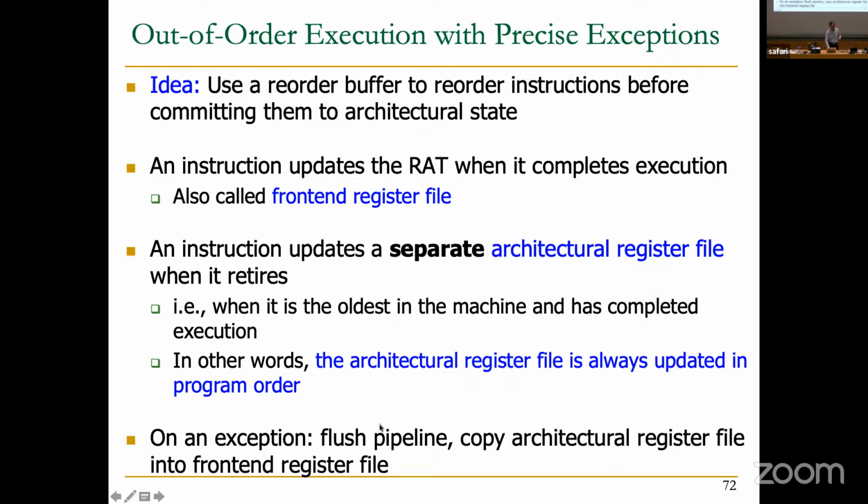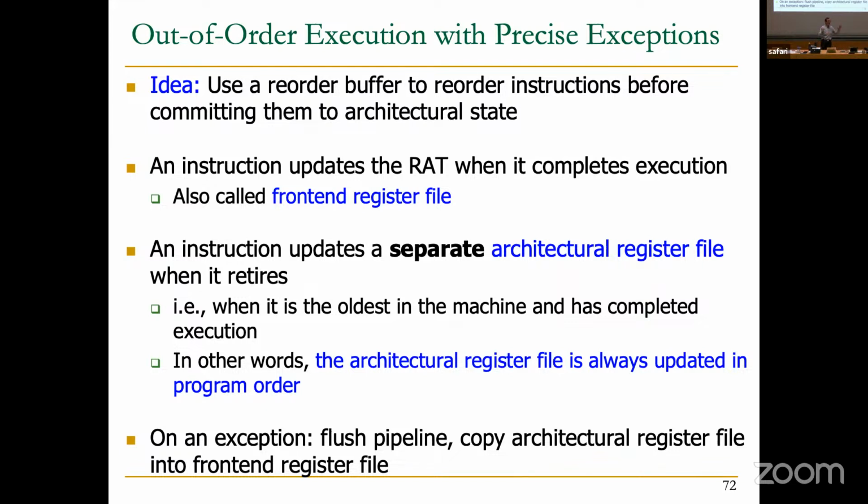On an exception, we flush the pipeline and copy the architectural register file into the front-end register file. So that's the beauty of having two register files. The front-end register file is used for renaming. The backend or architectural register file, which Intel calls the retirement register file, is used only for updating the architectural state in order when the oldest instruction finishes execution.